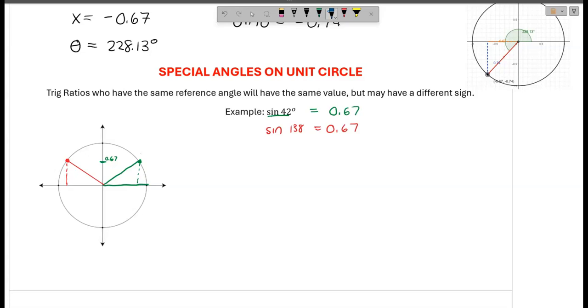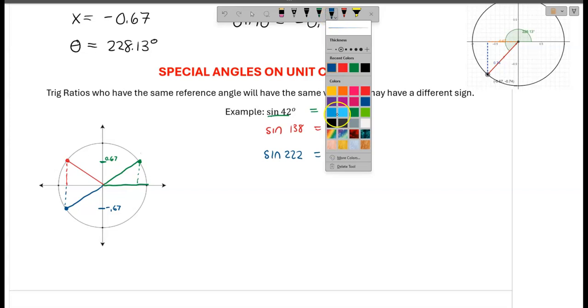But when we move down into quadrant 3, the angle that has the reference angle of 42 degrees would be 180 plus 42. So that would be sine of 222. Now that's going to be located right down here. And where that's going to be on the y-axis is at negative 0.67. That's going to be my angle in quadrant 3. And last but not least, this is going to be negative 0.67.